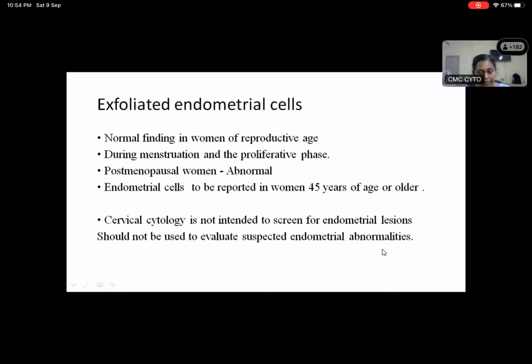Again, Bethesda reminds us that cervical cytology is not intended to screen for endometrial lesions and should not actually be used as a test of evaluation for suspected endometrial abnormalities. But we do see these often. When we see it, we need to report it.